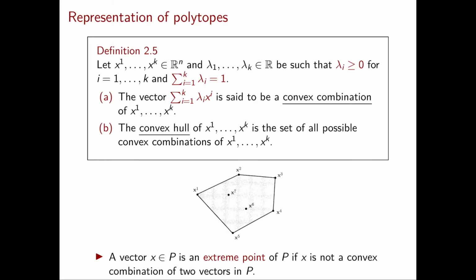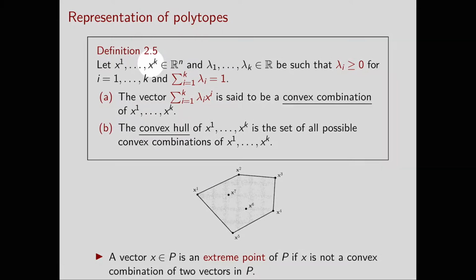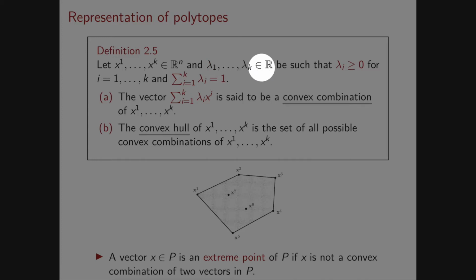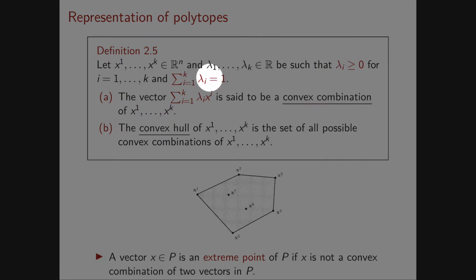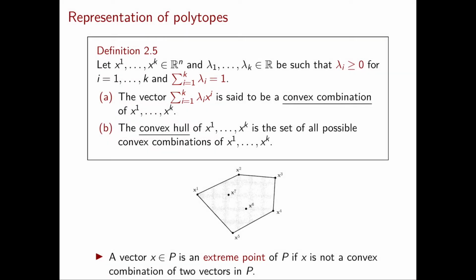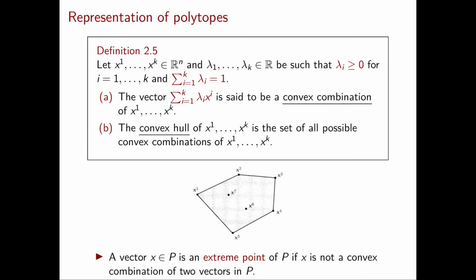The first thing we need is the definition of convex combination and of convex hull. So let's say that we're considering k vectors in R^n that we denote by x1 until xk. And then we also have k scalars lambda 1, until lambda k in R. We assume that all the lambda i's are non-negative and that they sum to 1. Then the vector sum over all i from 1 to k of lambda i times xi is said to be a convex combination of the vectors x1 until xk. Furthermore, the convex hull of x1 until xk is the set of all the convex combinations of x1 until xk.